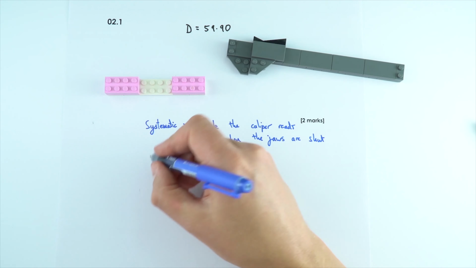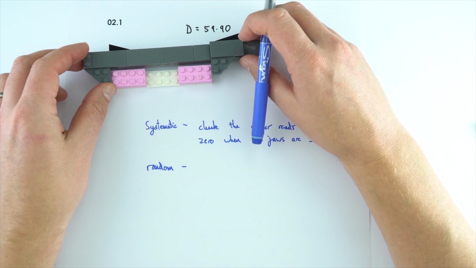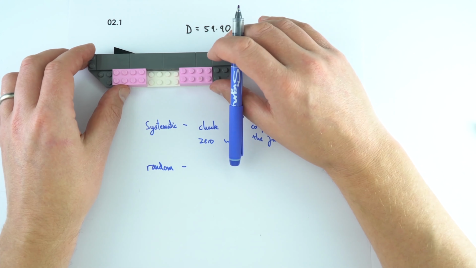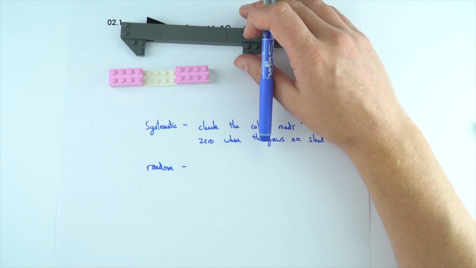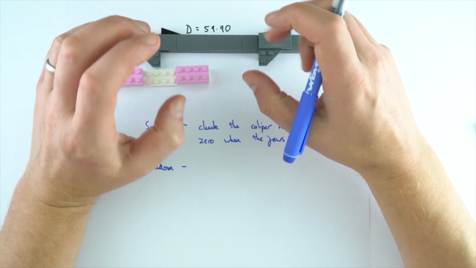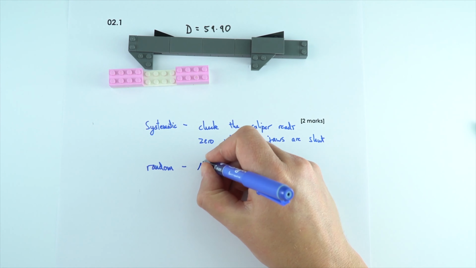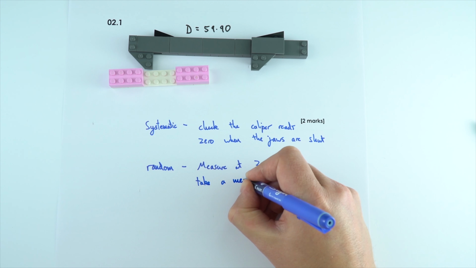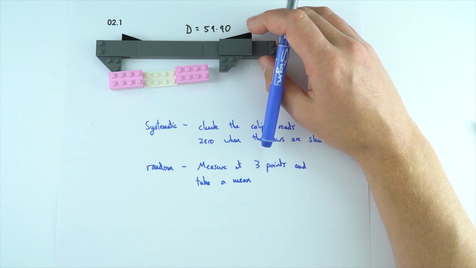But how do we stop random error? To reduce the effect of random error, make sure that you take the readings at least 3 points. This allows you to check for any anomalies and also allows you to calculate a mean of those results, which checks that you've got the right value for the outside diameter. So you measure at 3 points and take a mean of those values, and that reduces the chance of having a random error in that measurement.